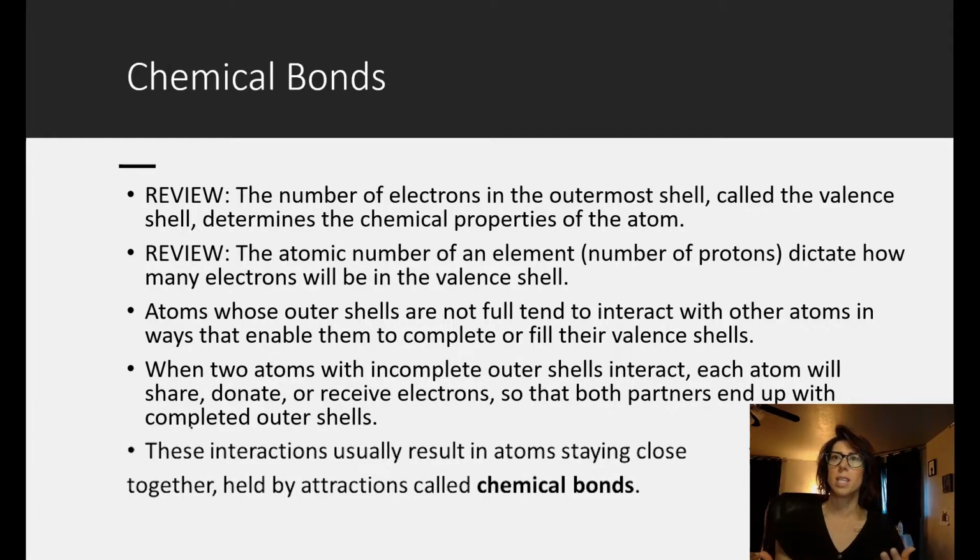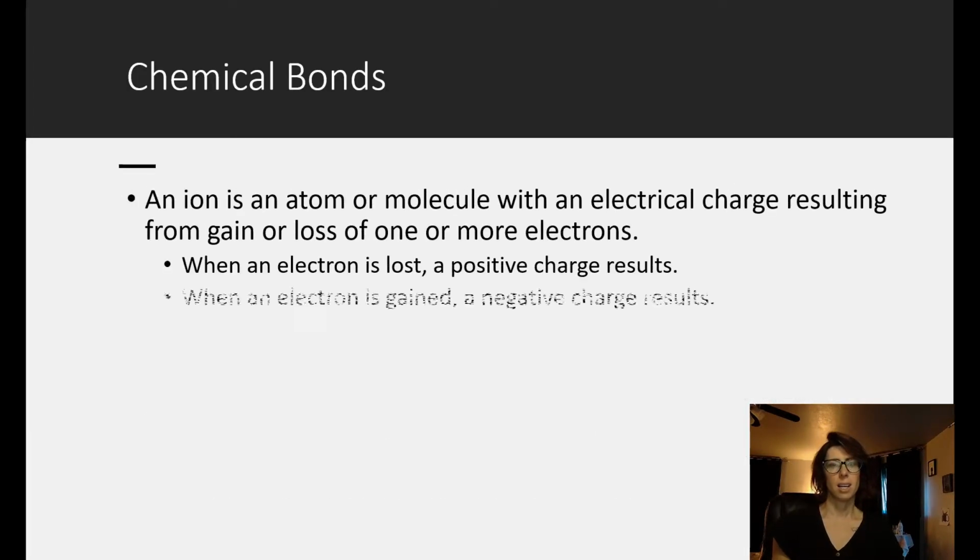So in this way, you can see how the elemental identity of an atom is linked to the protons. Ultimately, it's the number of protons that dictates how an atom is going to behave chemically, because the number of electrons it carries dictates how it interacts with other atoms, and it's the protons that dictate how many electrons the atom carries. Now, an ion is an atom or a molecule with an electrical charge resulting from the gain or loss of one or more electrons.